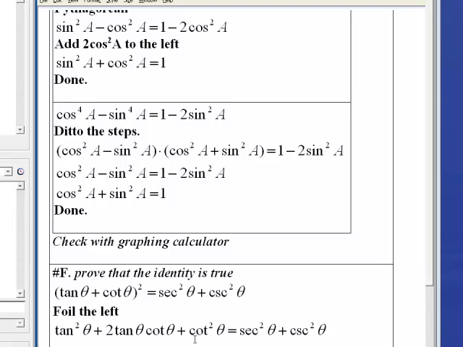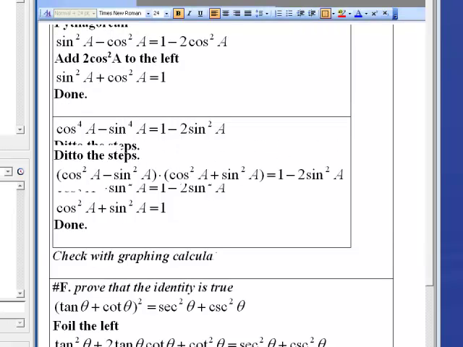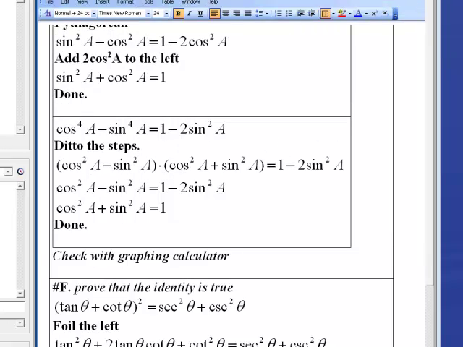Let's see how that one compares. What can we do there? Oh, here's something new. Actually, I will write this down here. Tangent theta times cotangent theta equals 1. And write these down here. There we go. Okay, here's something that we haven't used.